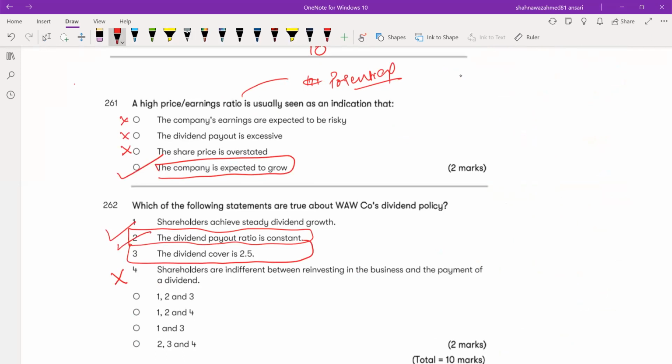So 2 is right. 3 is right. 4 is wrong. So this is not right. If 2 is right, so this is wrong. So that means the answer is 1, 2, and 3.